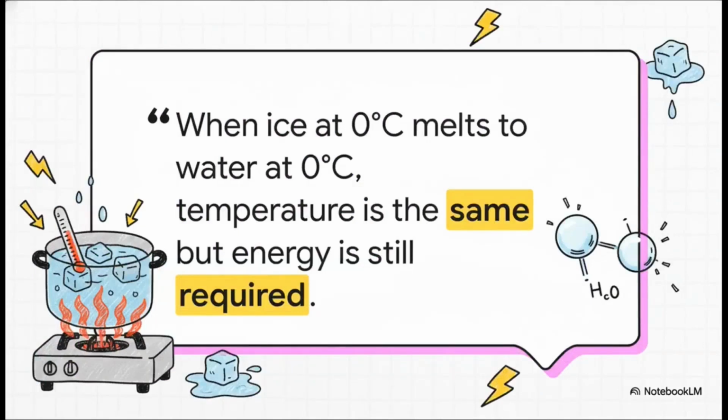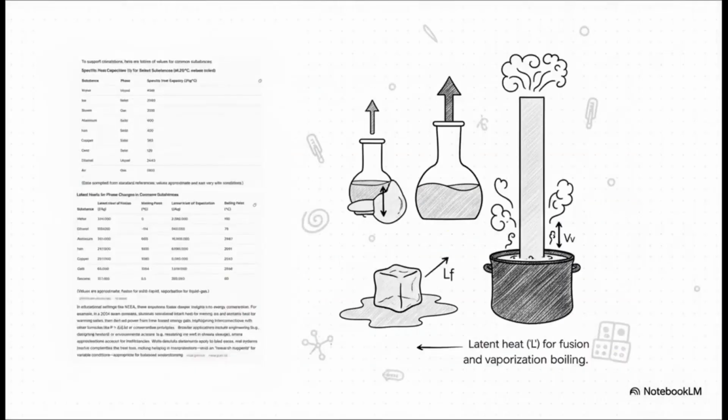Your ice is melting, it's obviously absorbing heat from the stove, but a thermometer sitting in that icy water is just going to sit there reading 0 degrees Celsius until the very last sliver of ice is gone. All that energy is busy breaking bonds, not raising the temperature. And just like c, L is a specific property, but there are two main types you'll see.